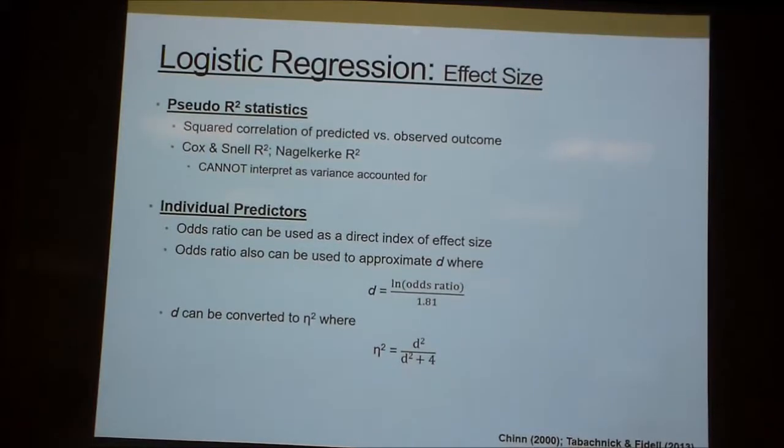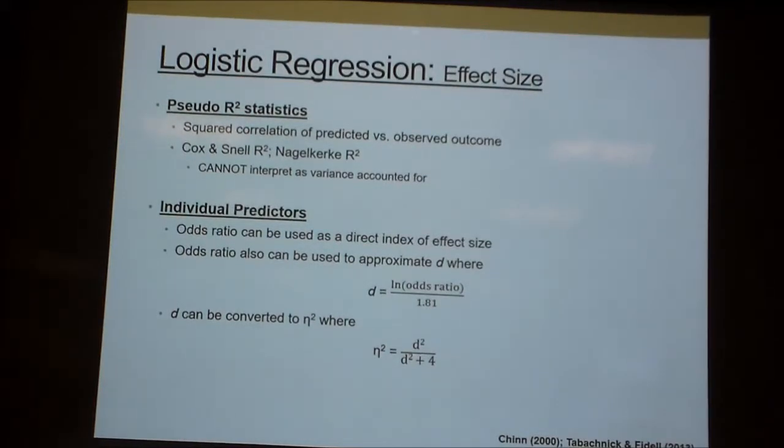Okay. Think about some effect size. We got a couple different things that we can go through and do in our logistic models. You'll see pseudo R-squared statistics. These aren't true R-squared statistics. You can't interpret these as a proportion of variability in your outcome that's attributable to the model.